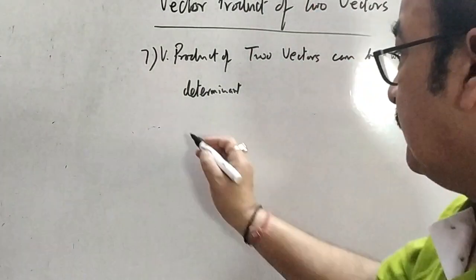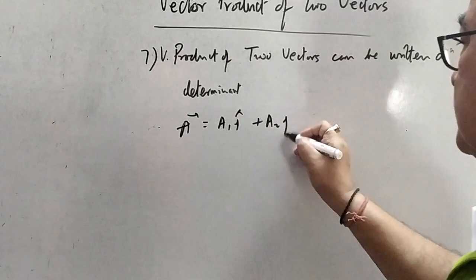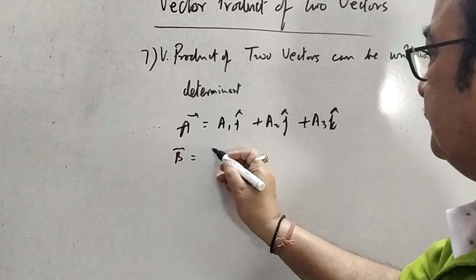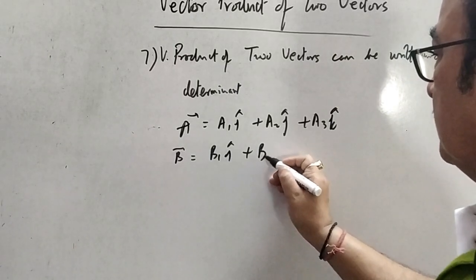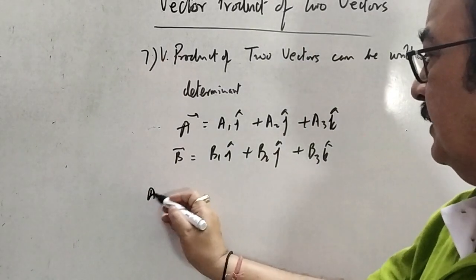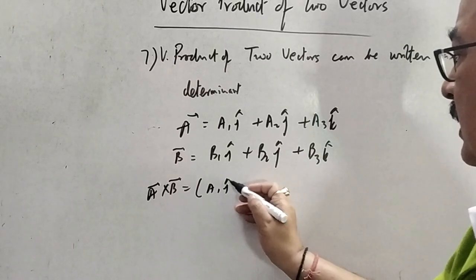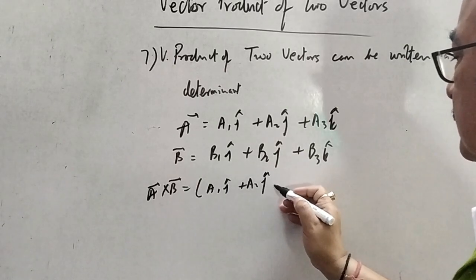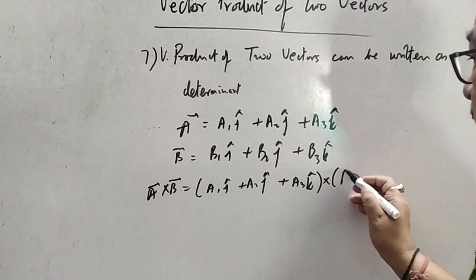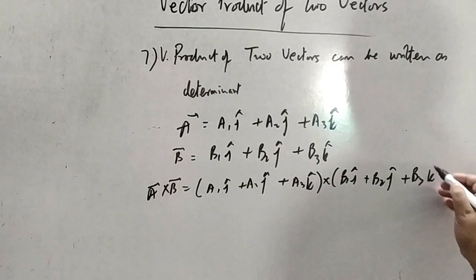How do we write this? Suppose we write A equal to A1 I plus A2 J plus A3 K. We write B equal to B1 I plus B2 J plus B3 K. Let us take A cross B. By all the ordinary algebraic methods, I am doing (A1 I plus A2 J plus A3 K) cross (B1 I plus B2 J plus B3 K).